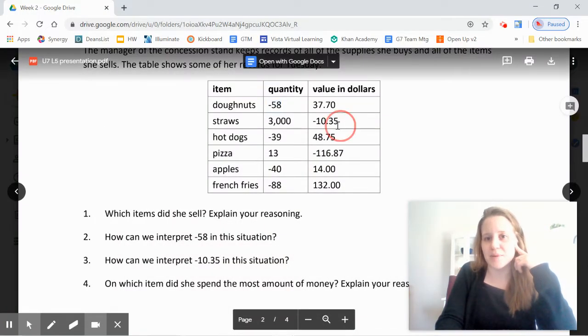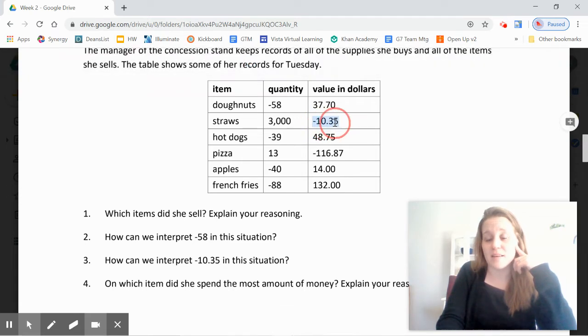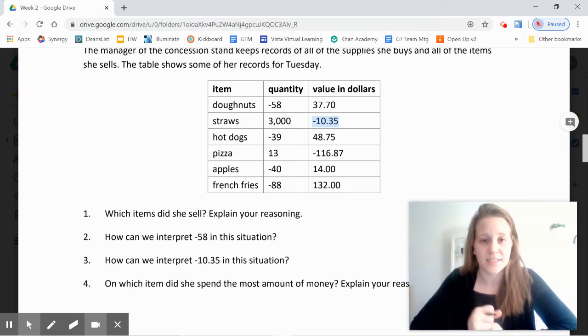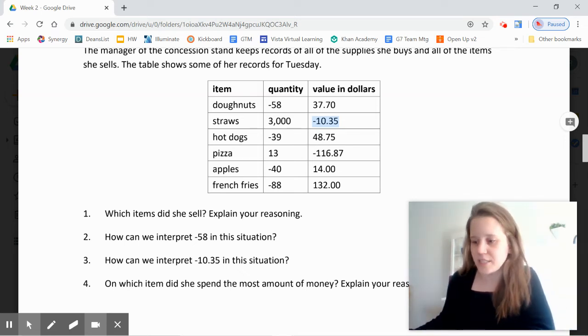So again, looking at this one, the value for the manager was negative $10.35, right? That is a lot of straws for that amount of money. Our sea turtles are not happy, are they?